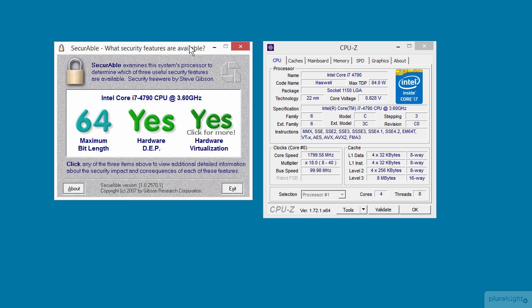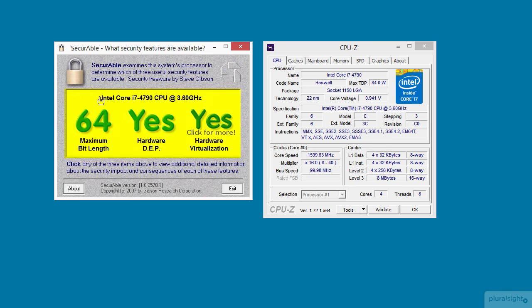If you've ever heard of the security expert Steve Gibson, I'm a big fan of his. This is a piece of freeware you can download from his website, Gibson Research Corporation. Look in the exercise files, I give you links to this stuff, but Securable used to be more important when you weren't sure a system you were working on was 64-bit capable or just a 32-bit processor.